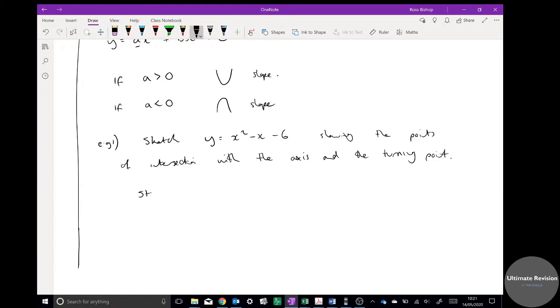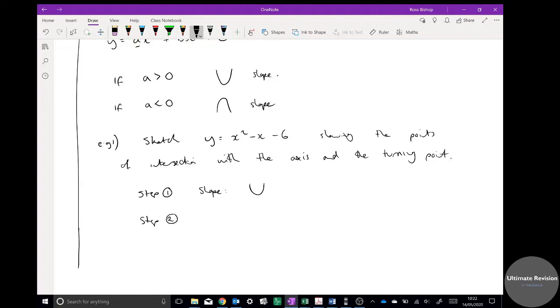So step 1 is determine the shape. Now the shape, okay, well that's a positive 1 in front of the x squared, isn't it? 1x squared. So I know the shape is going to be that way round. That's really important. So that's step 1.